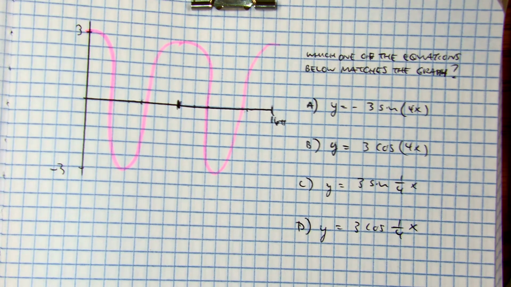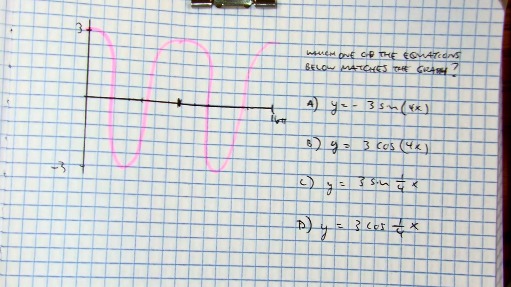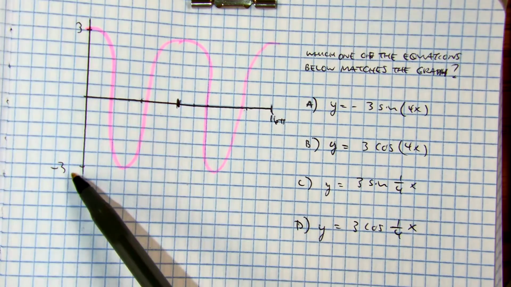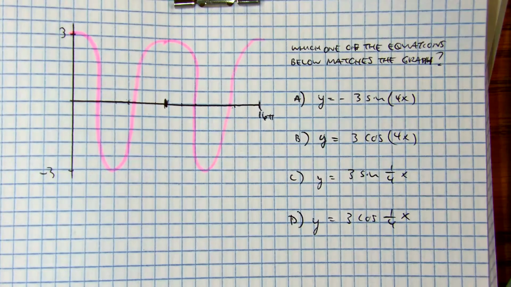Look at my wonderful writing. Which one of the equations below matches the graph? So we have multiple choice. I have a graph here. All it tells us is this is 3, negative 3, and that was 16 pi. Does that sound right? Okay.